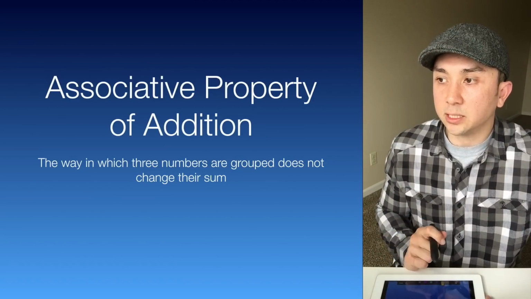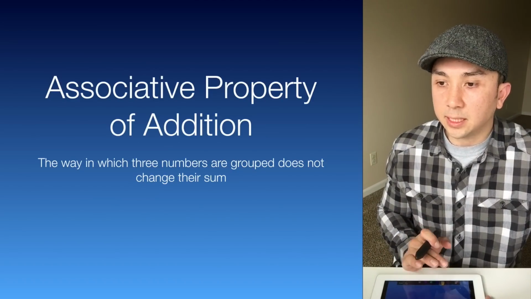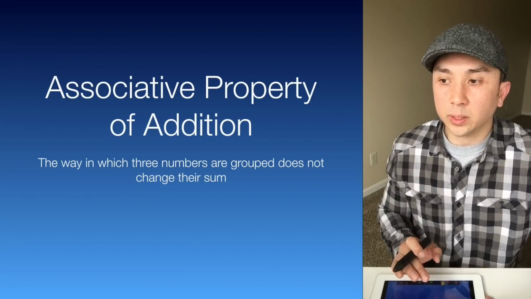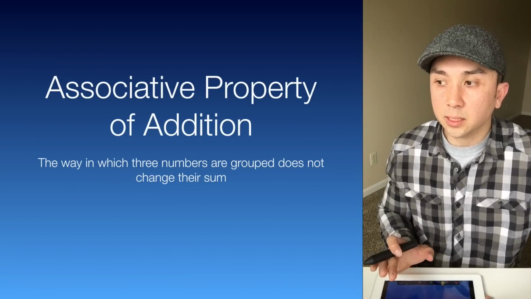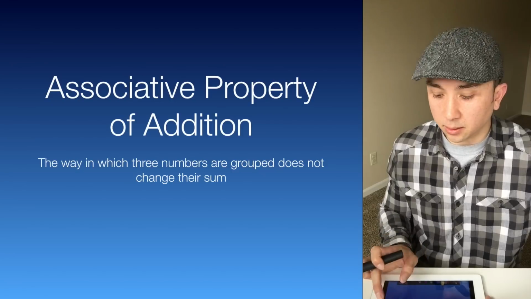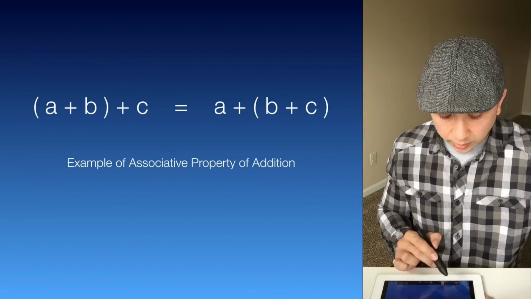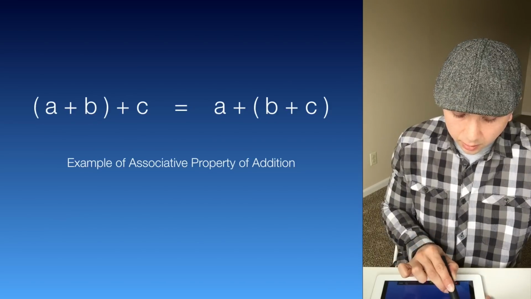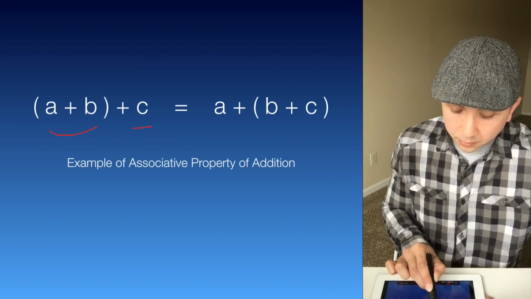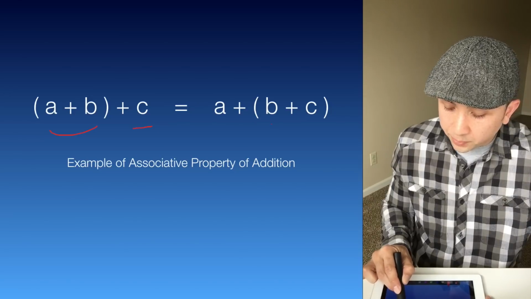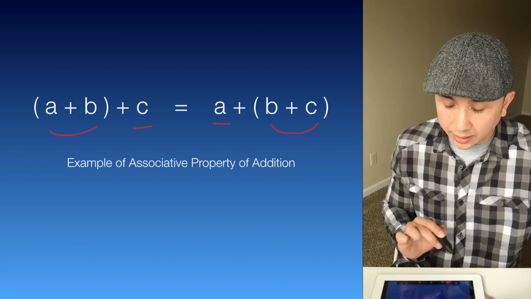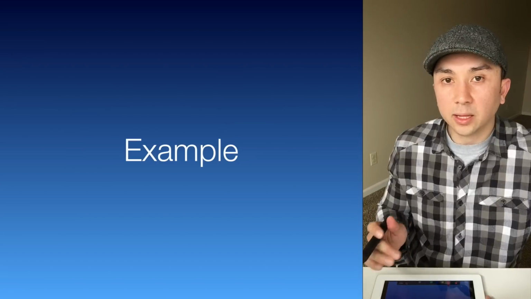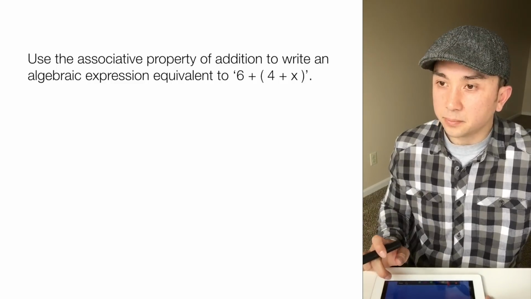Now, the associative property of addition states that the way in which three numbers are grouped does not change their sum. So we could either do a plus b and then add c, or we could add b plus c and then add a. So let's do an example.